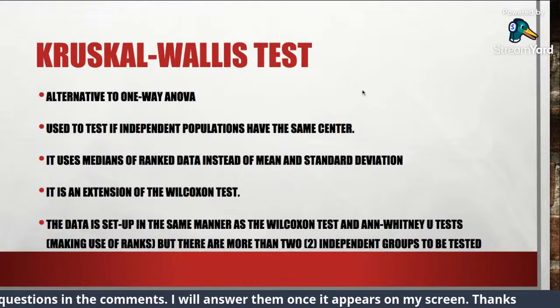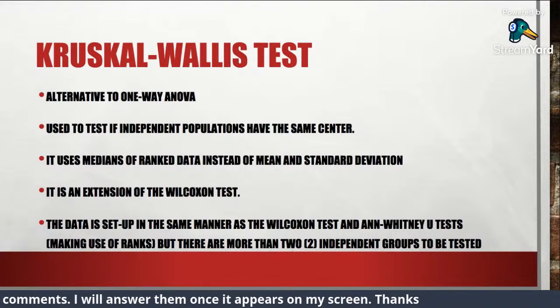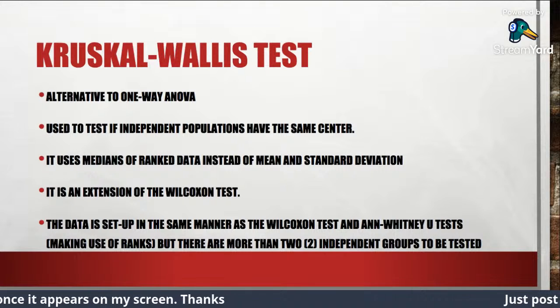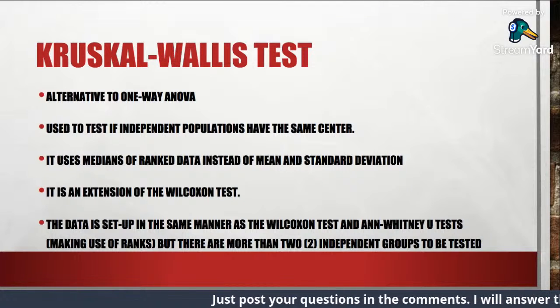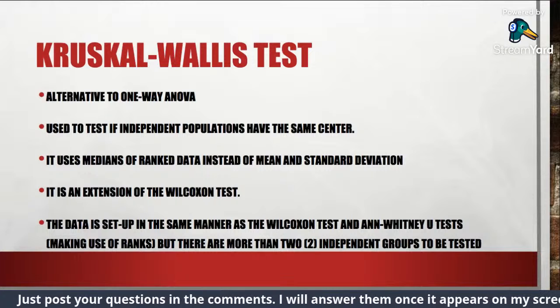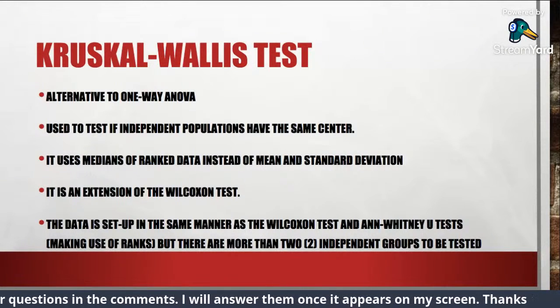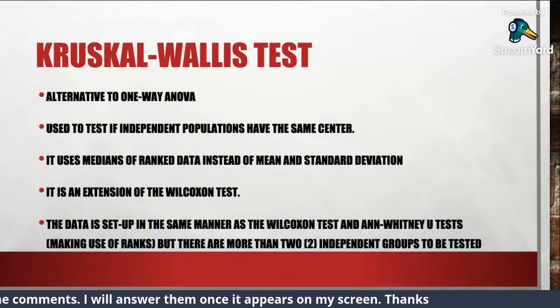Okay? Katulad nung t-test, pag 2 groups lang, tapos pag 3 groups and more, o 2 or more groups ay sa ANOVA naman tayo. So dito naman, pag 2 groups, gagamitan natin ng Wilcoxon at saka Mann-Whitney tests. Pero kung more than 2 independent groups na yung given, ang gagamitin naman natin ay Kruskal-Wallis test.